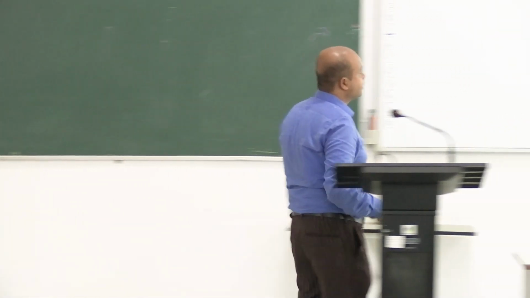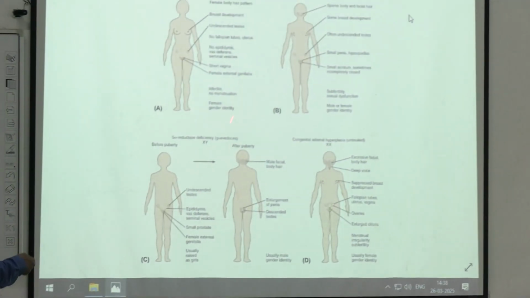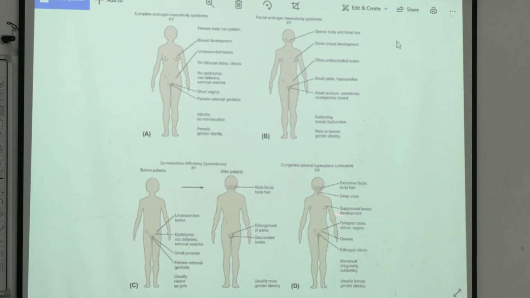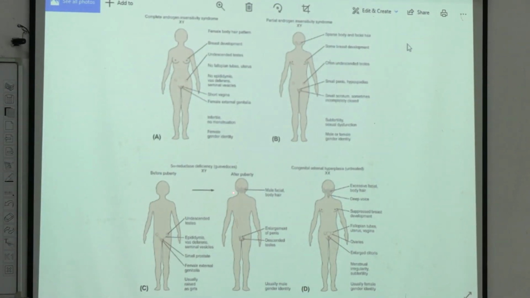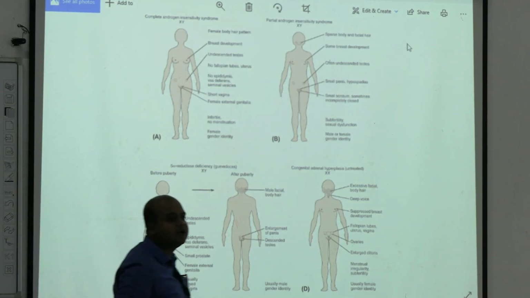Next, so again, this is congenital. This fourth one, D, is what was discussed in the other slide, and this is 5 alpha reductase deficiency, XY but 5 alpha reductase deficiency.